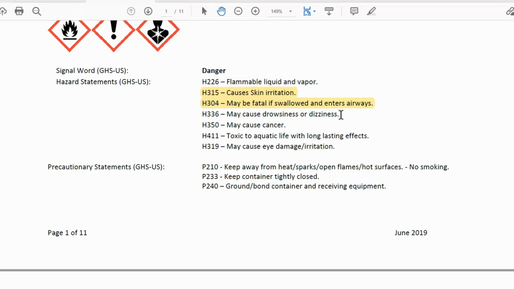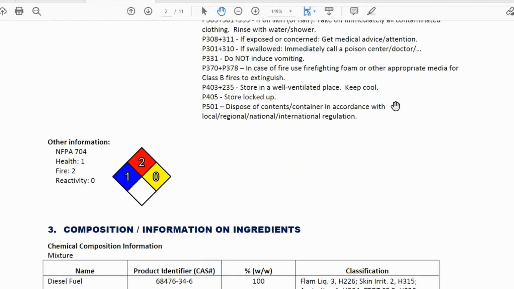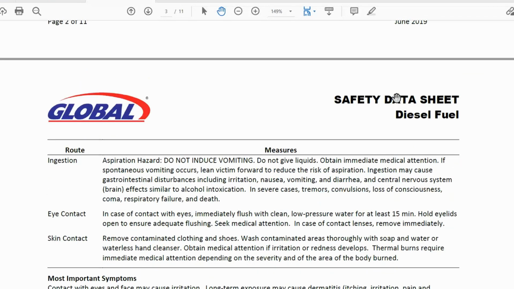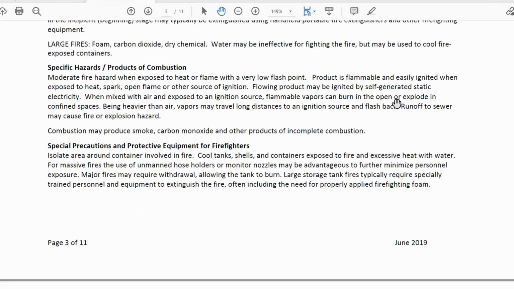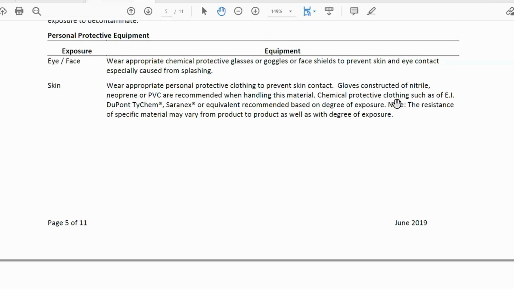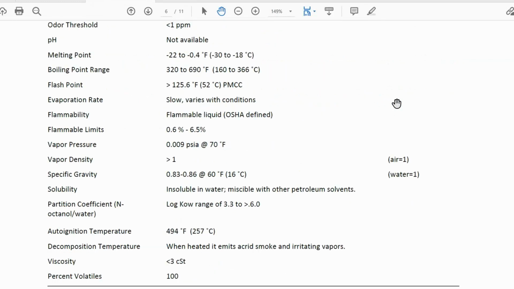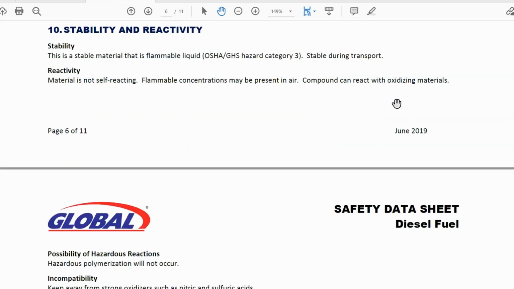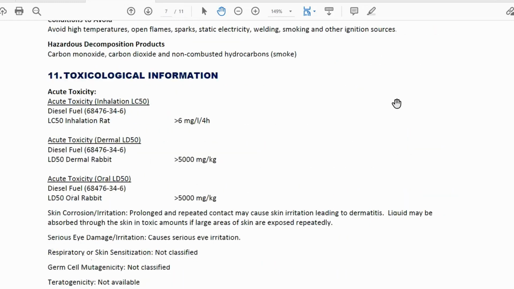It may cause drowsiness and dizziness. May cause cancer. May cause eye damage and irritation. So this is what we call classification of the chemical. And you go to number 10. Okay, this is different. Sorry, number 11.